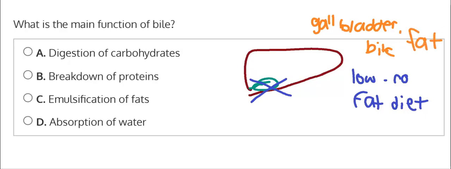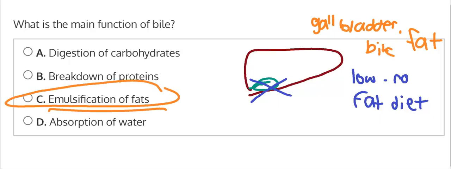And you'll note that option C here says emulsification of fats. And that is correct. That is the role of bile. It is used in the digestion and the emulsification of fats. So options A, B, and D are all incorrect because they're listing other things, not the fats: the carbohydrates, the proteins, and the absorption of water.